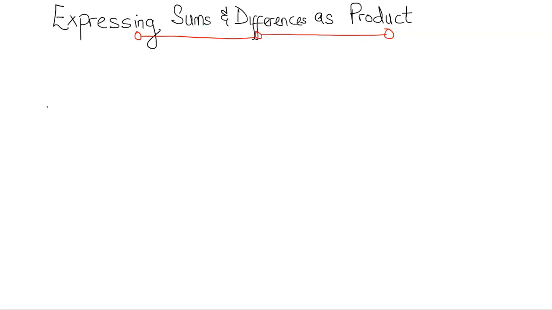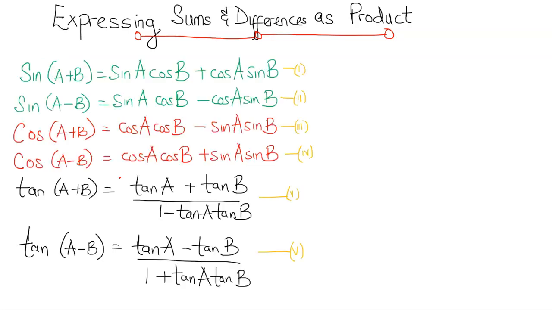In the video on double angles, I started off with these formulas. Here are the 6 formulas. Now, in expressing sums and differences as products, all I'm going to have to do is add and subtract some of these formulas. For example, to obtain the first product, let's add equations 1 and 2.